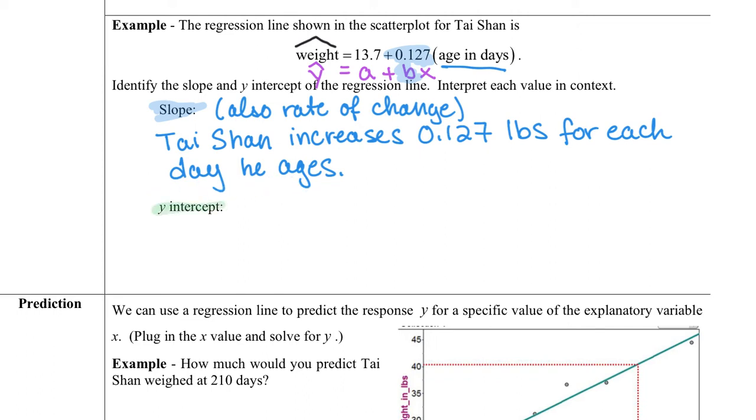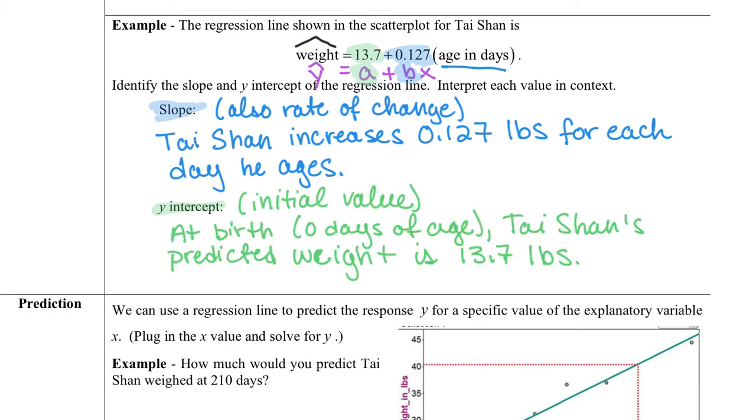The y-intercept is now our A, or also known as our initial value, and that's going to be our 13.7. So once again, y-intercept, describe it as at birth or 0 days of age. Taishan's predicted weight is 13.7 pounds. So notice I said predicted weight because 0 days of age was not included in our original data set.